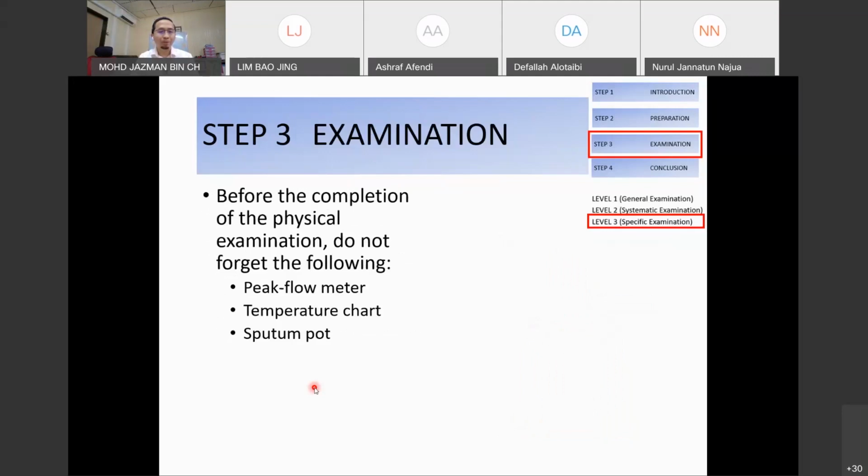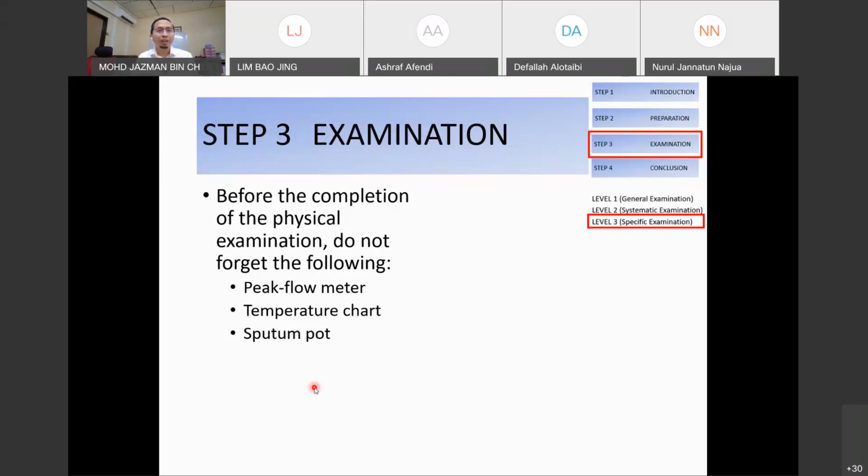Last, before you complete the physical examination, if you are in clinical practice or working, do not forget to check the peak flow meter if needed. You usually use it for patients with suspected asthma or COPD. You need to check the temperature chart to look for any fever. And then if the patient has a sputum pot or sputum cup or bottle at the bedside, please have a look. Okay. In exam, always mention these three things at the end of your examination.